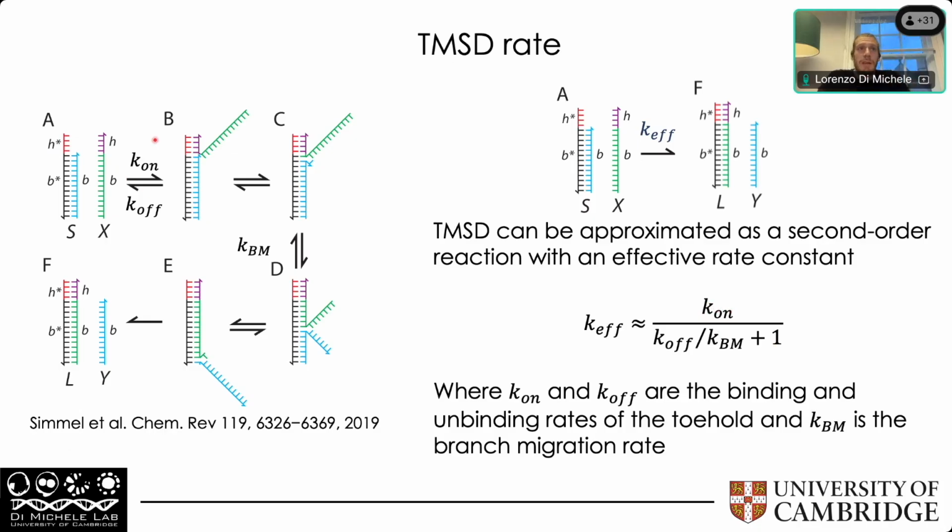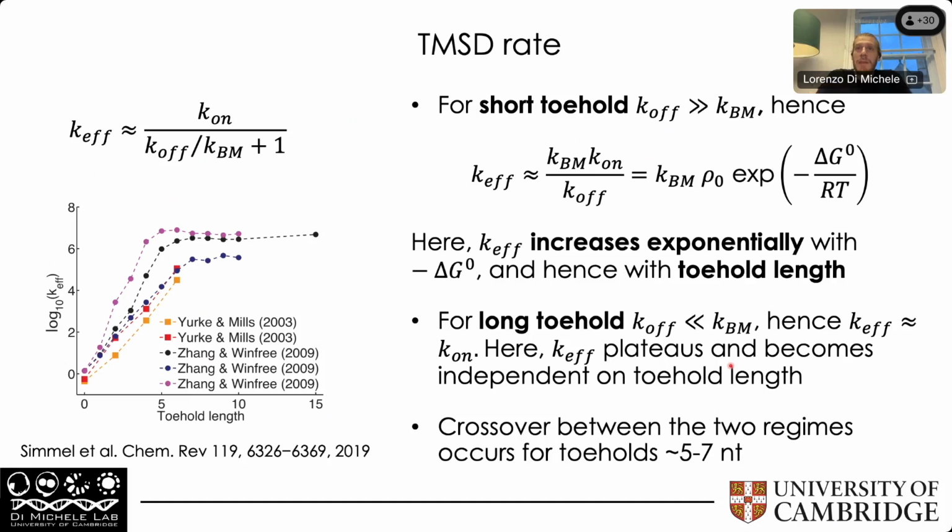And what's important here is the binding rate of your toehold. So that's the binding rate of H to H star, and the unbinding rate of H from H star, K off, and then you have another rate called the branch migration rate. Maybe I should speed up a little bit. I wanted to tell you a bit more, but I'm running out of time.